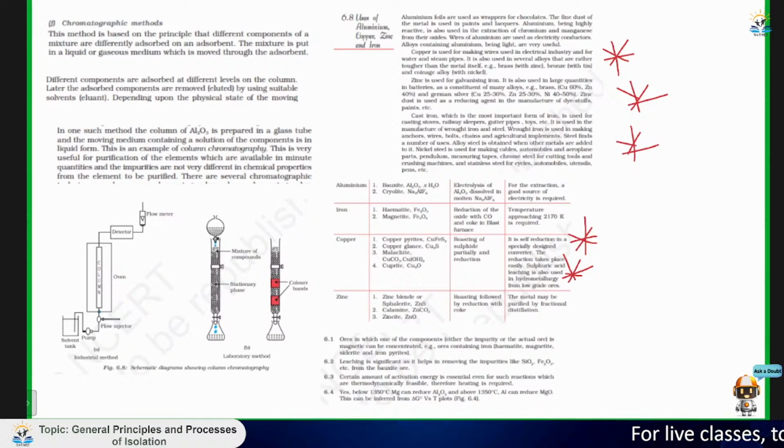Below are some of the key points, ores in which one of the components. Let's see criteria for magnetic separation. 6.2 is some examples of leaching.